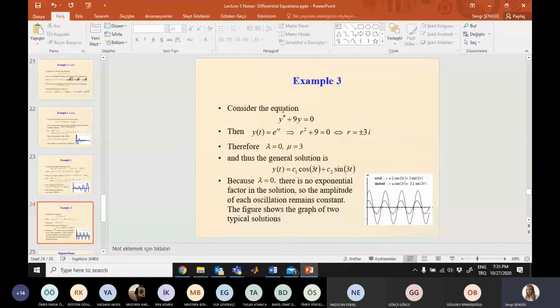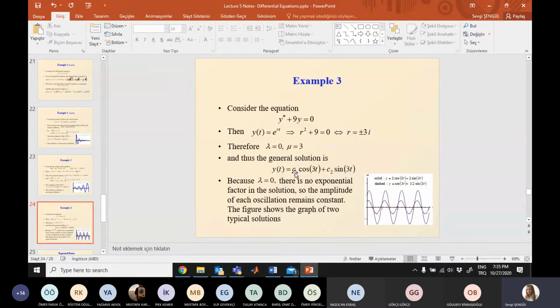Again, the characteristic equation for that one will be r squared plus 9 is 0. And once you look at the roots, you know that the roots are going to be plus or minus 3i. And here, lambda is 0, mu is 3. So e to the 0 will be 1. That's why these only have 1 as a coefficient. We have only cosine and sine as solutions.